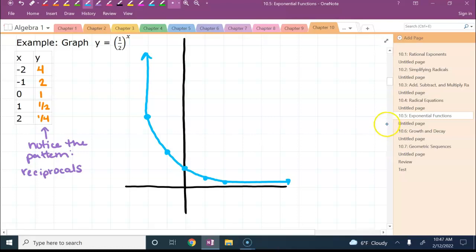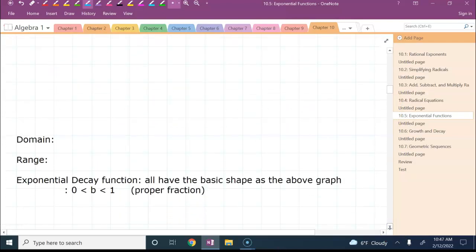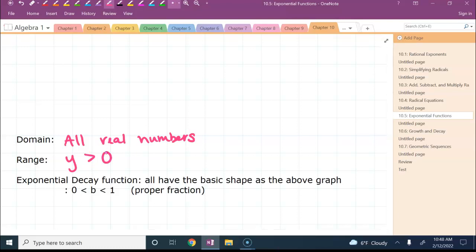So we can summarize that underneath our graph here. Our domain, again, is going to be your x values, which we can do any number, so all real numbers. I could continue to follow my chart, and you can see how they keep putting in different numbers for x. My range, y still needs to be greater than 0, because again, even though it's going the opposite direction, and it's going down and to the right this time, it's still never going to cross that x-axis. It's always going to be slightly above it.